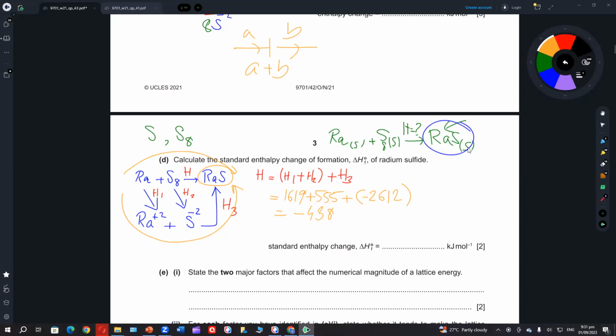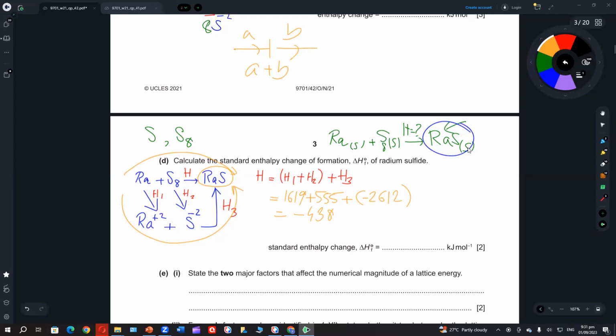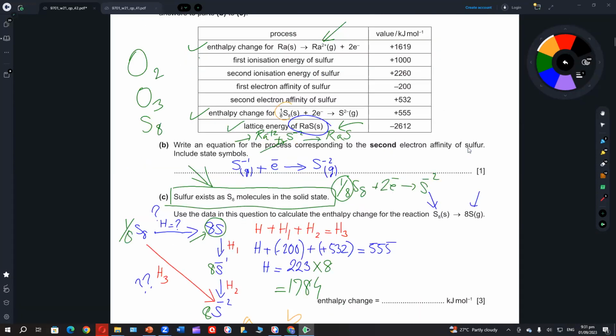Now check the balancing position. Ra does not need any balancing; it's going the same, 1 Ra on each side. For the sulfur, again look at the equation. This equation has 1 upon 8 S8, so we have to multiply by 8. That is the question.